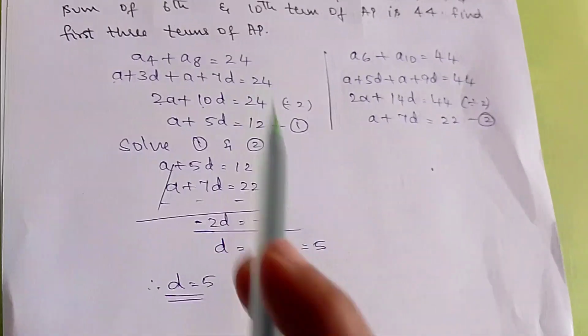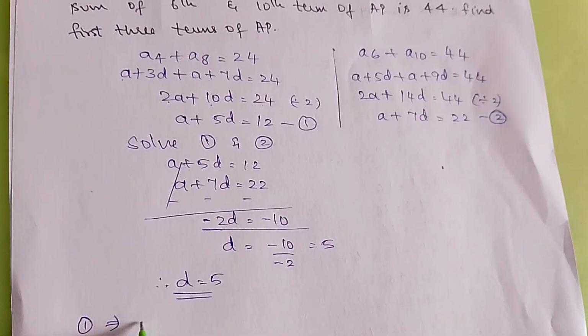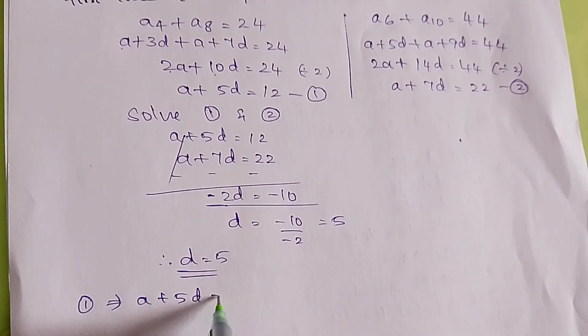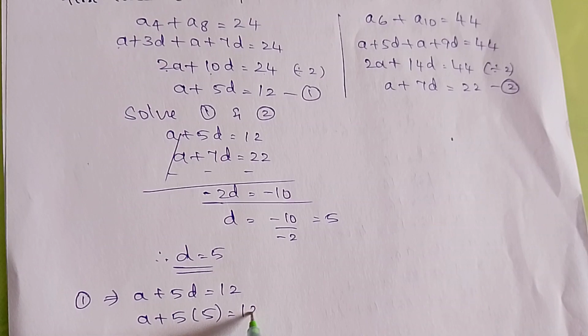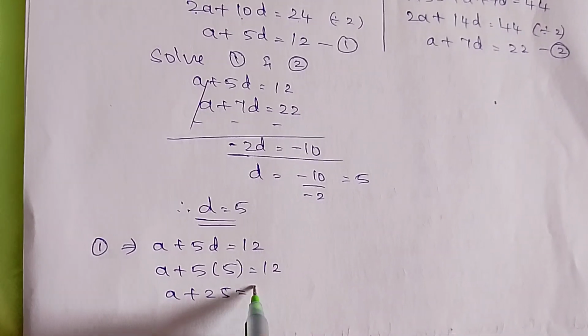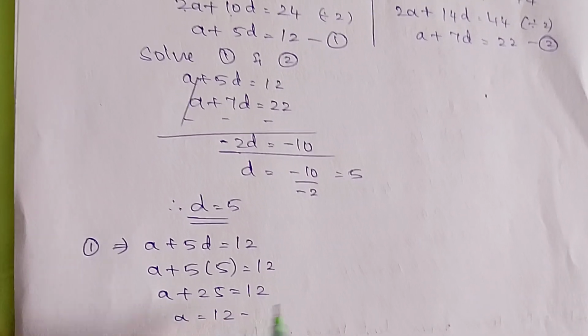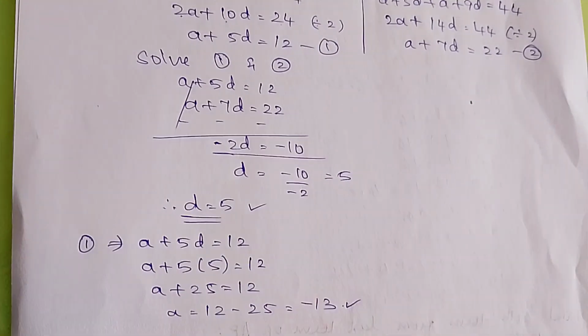Now we'll find A. So we'll use any one equation. So we will use equation 1, which says A plus 5D is equal to 12. We'll substitute the value of D. A plus 5 into 5 is equal to 12. A plus 25 is equal to 12, which is A is equal to 12 minus 25, which is minus 13. So we have got D, we have got A.